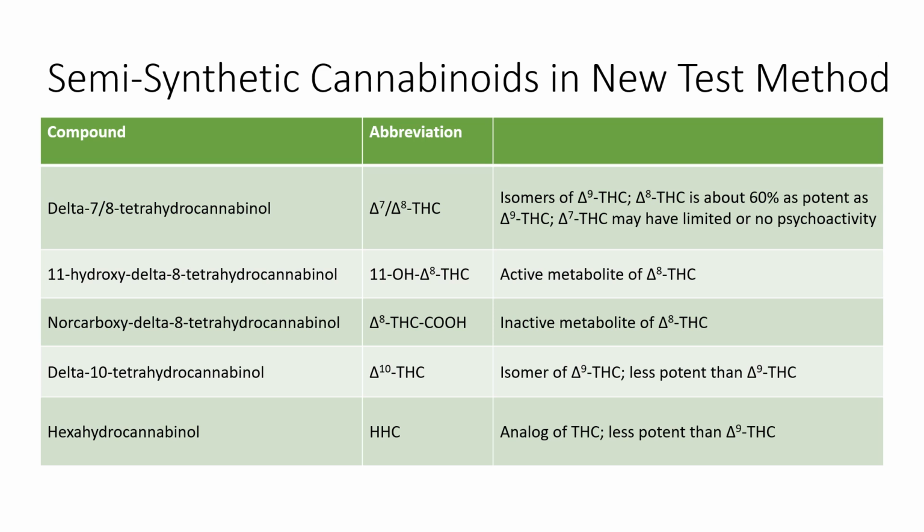We will also test for the metabolites of Delta 8 THC, 11-hydroxy Delta 8 THC, and norcarboxy Delta 8 THC. Like the metabolites of Delta 9 THC, the hydroxy metabolite is active on the brain, while the carboxy metabolite is not. We will also test for Delta 10 THC, which has psychoactivity, but isn't as potent as Delta 9 THC. We will also test for hexahydrocannabinol, also known as HHC, which is chemically similar to Delta 9 THC and is psychoactive.